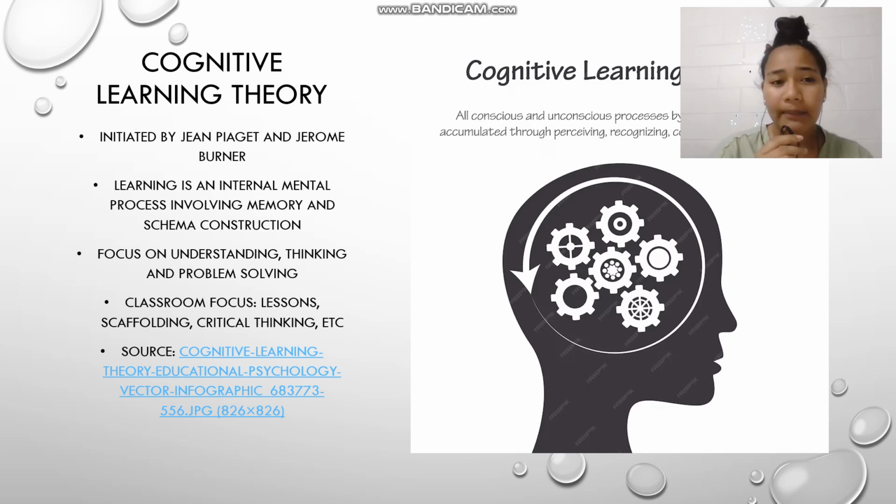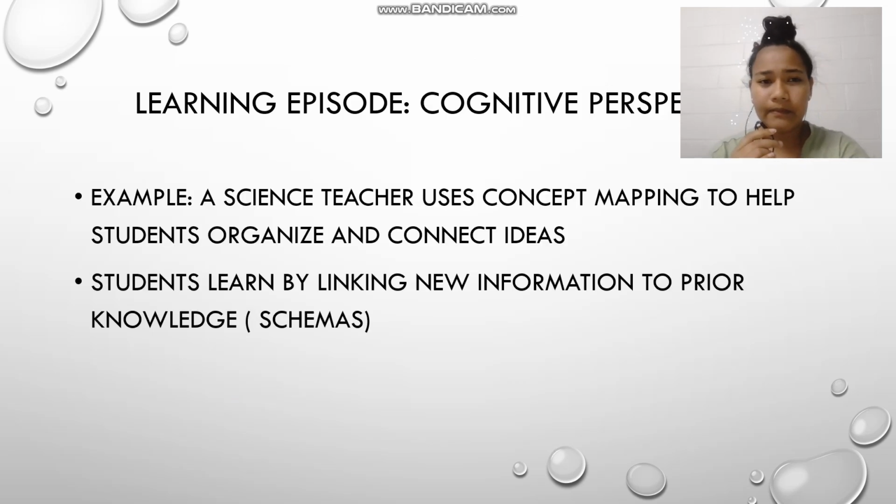To apply this cognitive learning theory to the learning system, one of the episodes that describes the cognitive perspective is when a science teacher uses concept mapping to help students organize and connect ideas, and students learn by linking new information to prior knowledge. These are some of the methods in the classroom which describe the cognitive perspective, by participating in problem solving and assisting students in organizing knowledge.